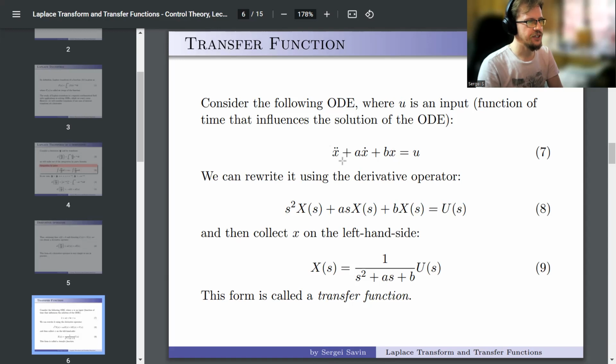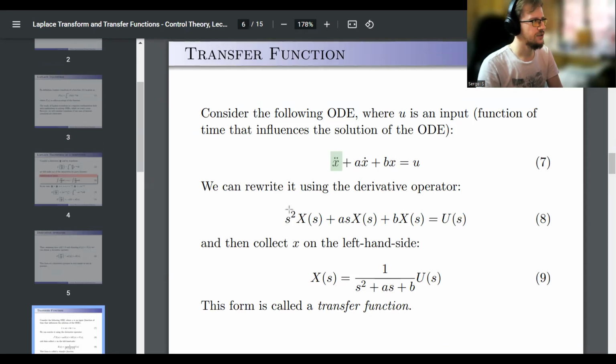So first, this guy, X double dot. Let's begin with the left-hand side. So U becomes big U of s. We don't know what U is. We just Laplace transform it into big U of s. This doesn't clarify anything. We just say that this was a function of time, and this is now a function of s. Okay.